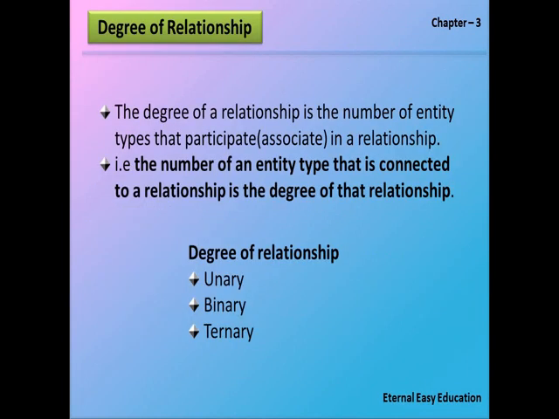Then degree of relationship. Degree of relationship is the number of entity types that participate in a relationship. The number of entity types that are connected to a relationship is the degree of that relationship.